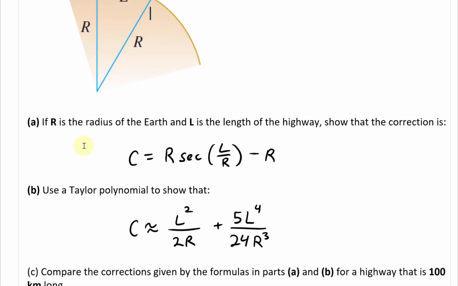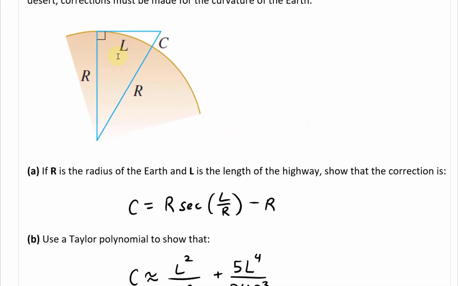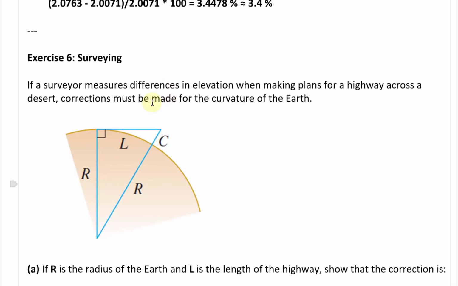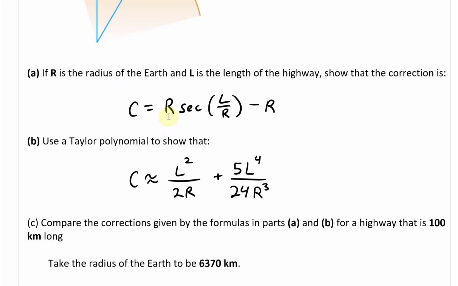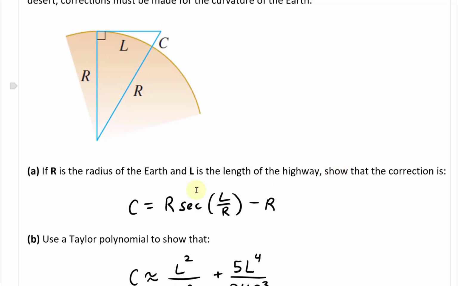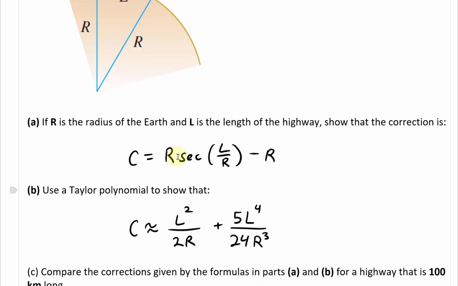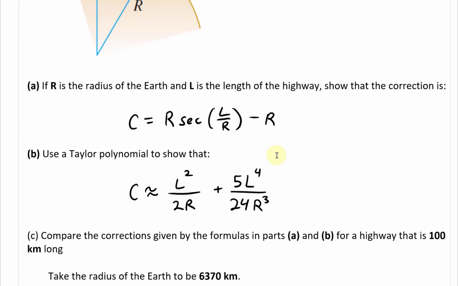So let's look at part A. If R, capital R, is the radius of the Earth and L is the length of the highway across there, show that the correction C, because you're trying to measure a flat distance, but then it's curving, so you have to account for this C over there. Show that the correction C is equal to capital R times secant of L over R, minus R, like that.